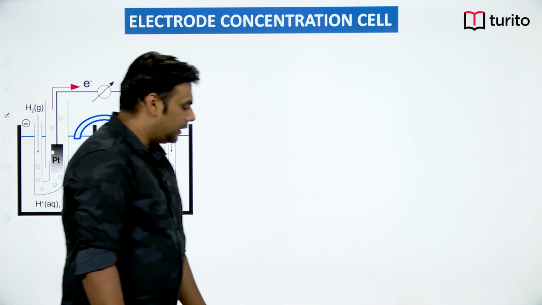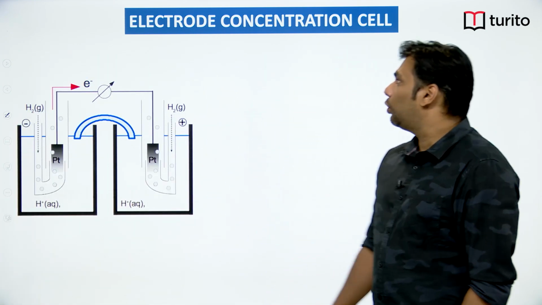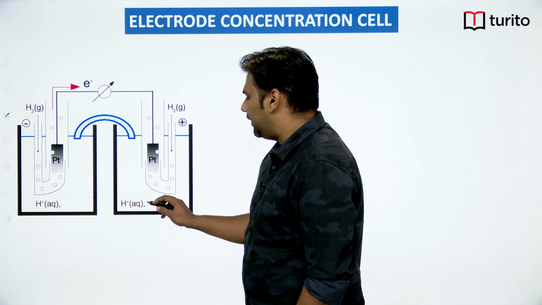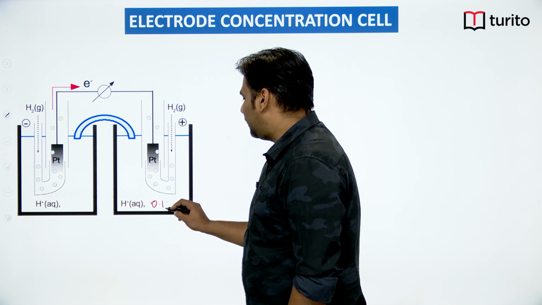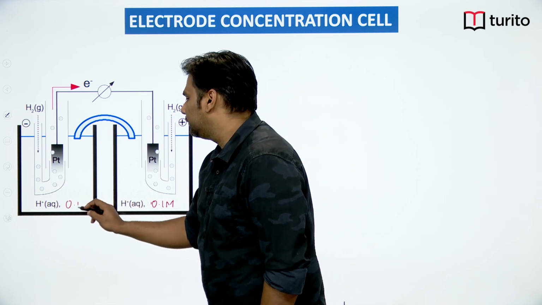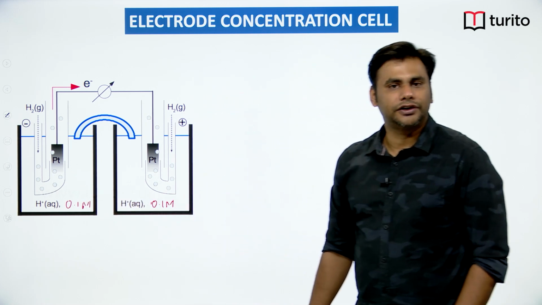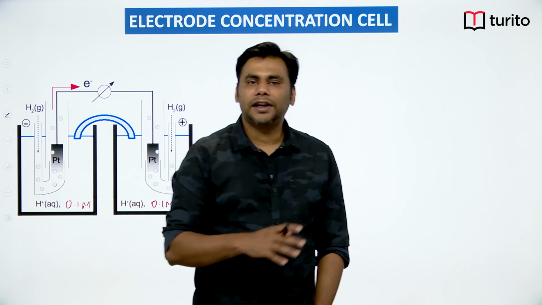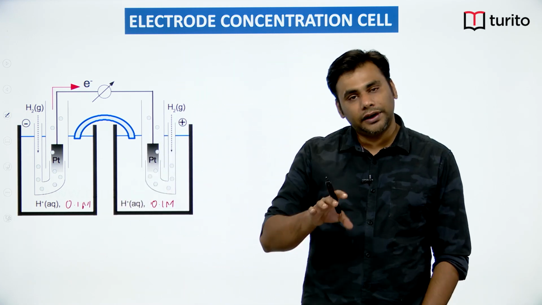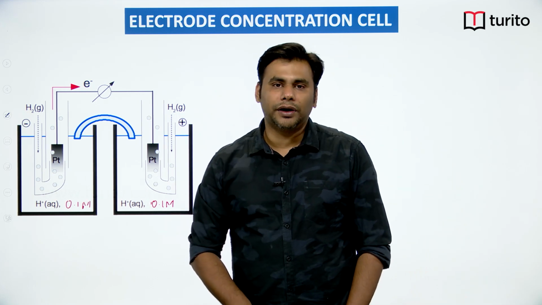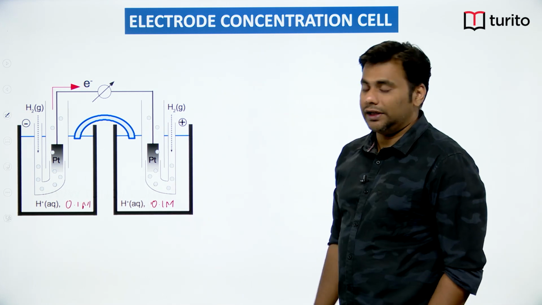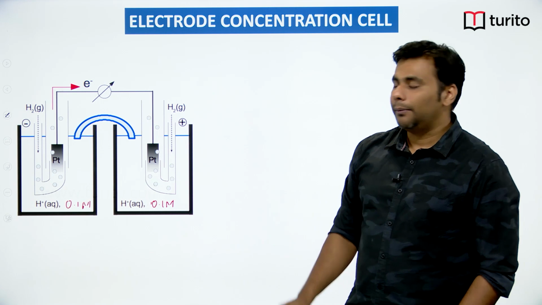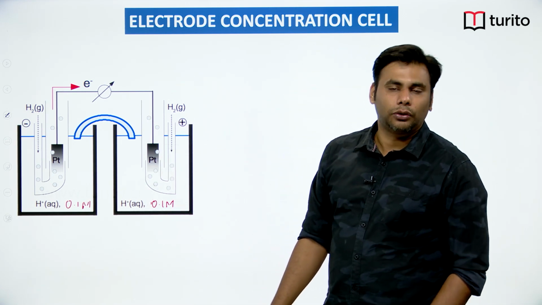Okay. The next is the electrode concentration cell. Now suppose the concentration of H plus ion in the solution is say 0.1 molar, and this is also 0.1 molar, so basically their concentration is the same. In the electrolytic concentration cell, the activity of the electrode would be the same, but the concentration of the electrolyte would be different. In the electrode concentration cell, the concentration of the electrolyte in both half cells is the same, but the activity of the electrode would be different.